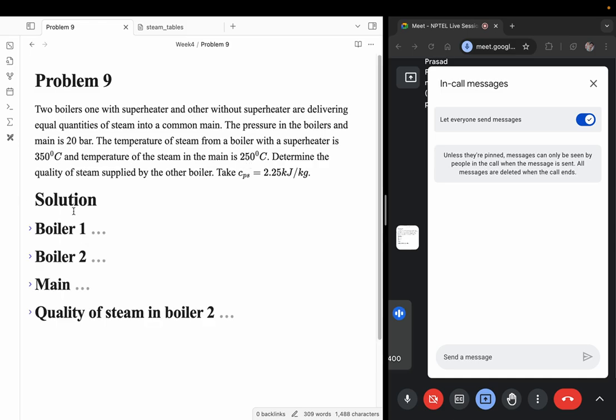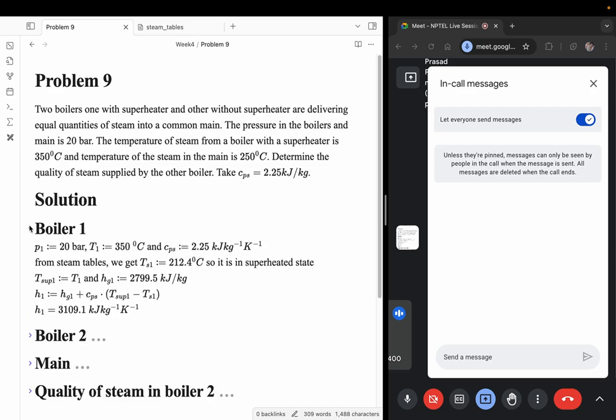All you need to do is first determine the properties for boiler 1, boiler 2, and the main, and then, to determine the quality of steam of boiler 2, do an energy balance. When you consider the two boilers plus the main as your system, there is no net heat interaction, so it will be 0. Whatever heat comes in from boiler 1 and boiler 2 is what is consumed by the main. That is the last part.